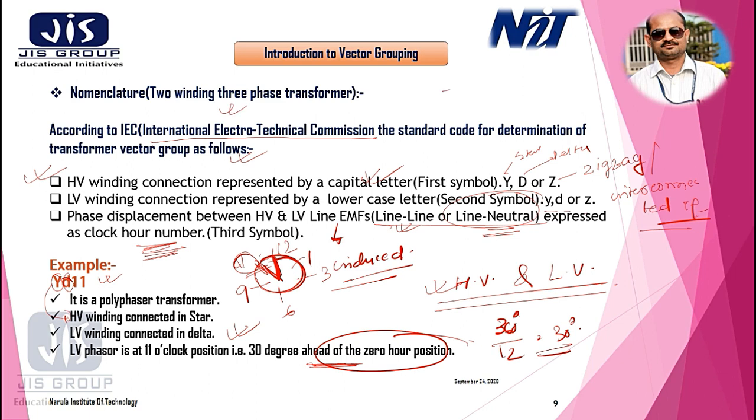But if a tertiary winding is present, then our nomenclature will be a bit different. There will be a first, second, third and fourth symbol, but this is not in the scope of our syllabus, so we are not going to discuss this in detail. But if anyone has any queries, you can contact me. I have given my email ID at the end of my lecture.